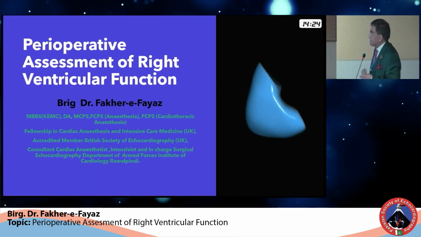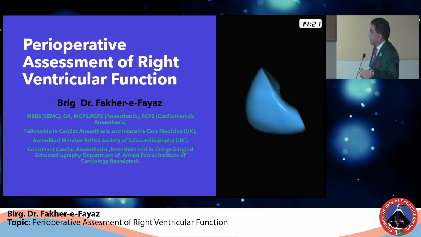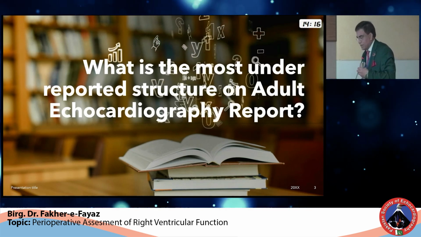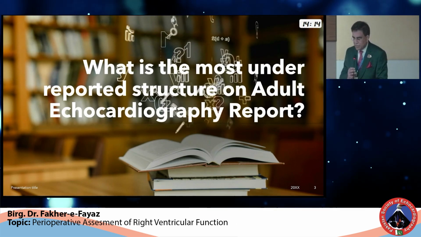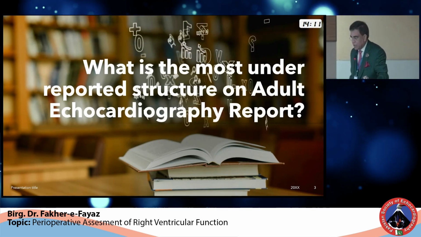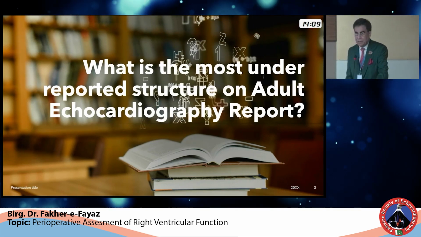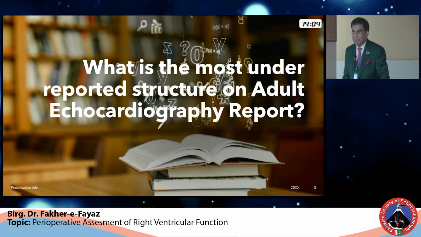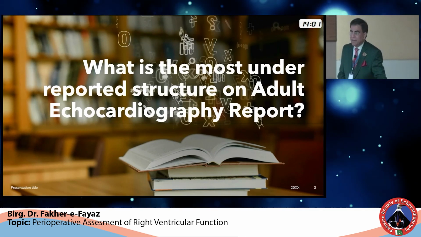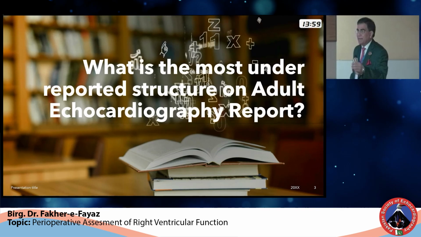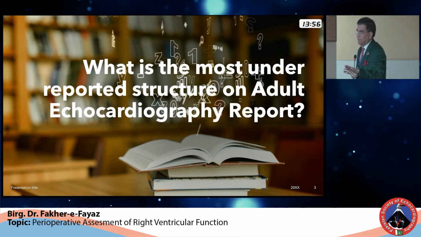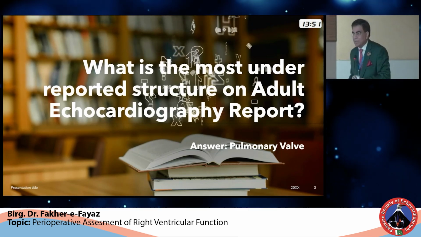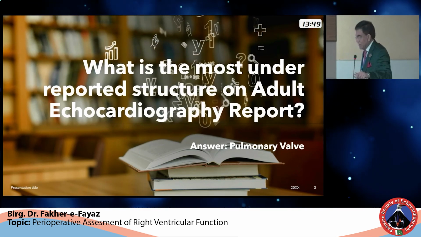The topic of my talk is the perioperative assessment of the right ventricular function. So I will start my talk by asking you a question. What is the most underreported structure on an adult echocardiography report? Is it the RV? Because this talk is about the RV, maybe, but it's very close. The answer is actually the aorta and the pulmonary valve, because in Pakistan, most of the reports don't mention these.